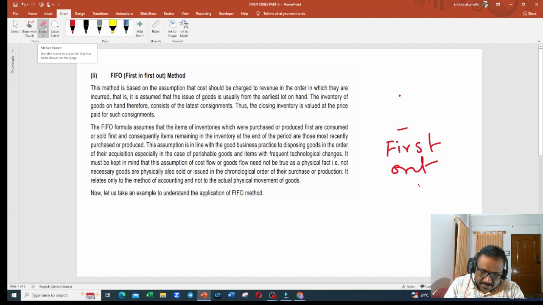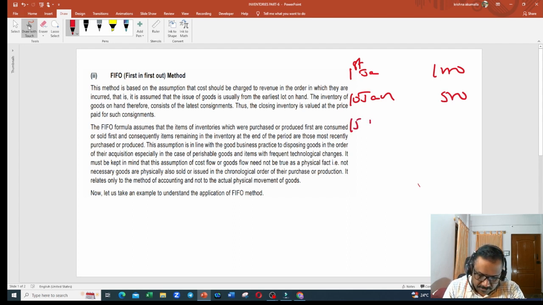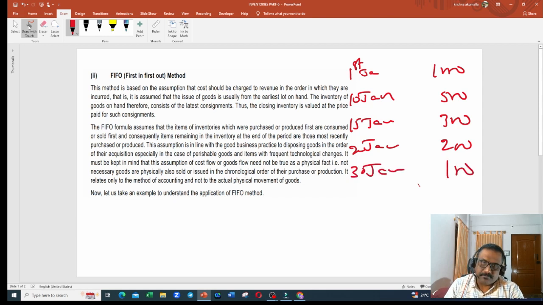In this example, let us say I purchased different lots on different dates. On 1st January, I purchased 1000 units. On 10th January, I purchased 500 units. On 15th January, 300 units. On 20th January, 200 units. On 30th January, 100 units. Now, let us say I consumed 1,800 units. How is the flow going to be for 1,800?